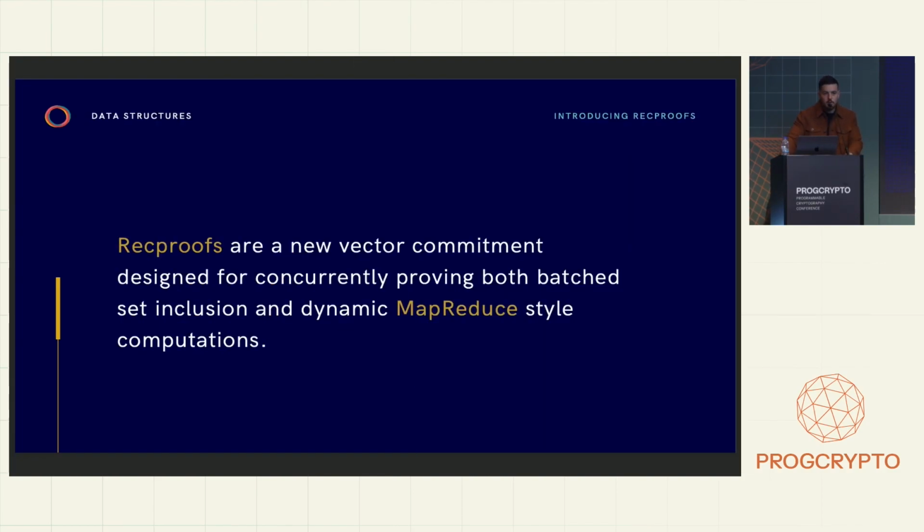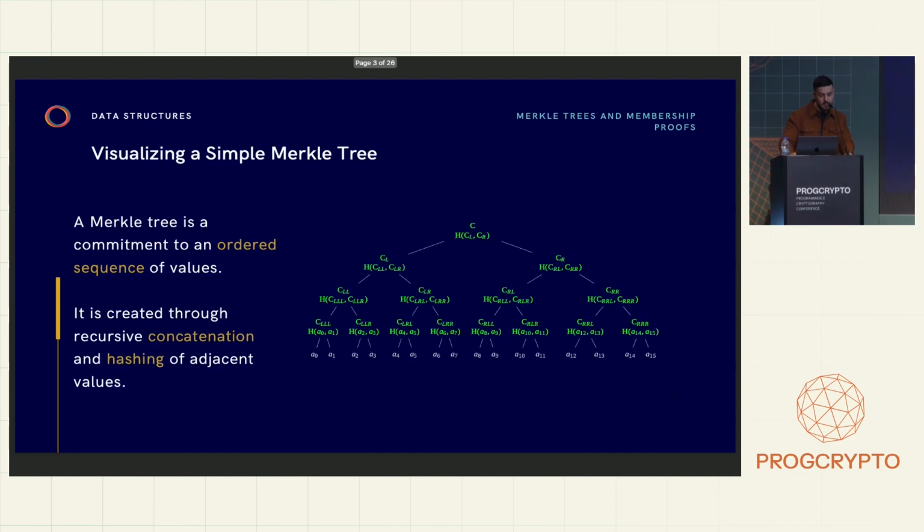So what are rec proofs? Rec proofs is a new paper our team presented at Stanford Blockchain Conference this summer that is a vector commitment that is designed for concurrently proving both batched set inclusion and dynamic MapReduce style computations.